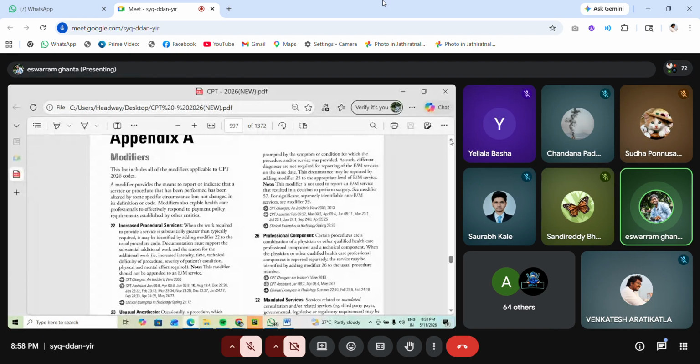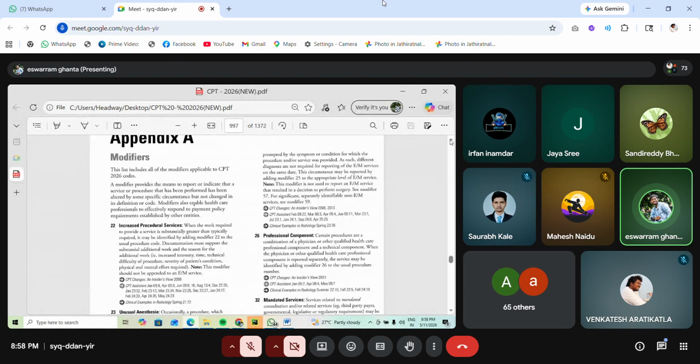But in coding, I'll tell you one thing: we are following client-based guidelines also, right? Client-based modifiers we are also using. But from the CPC or CCS examination point of view, we need to use only the specific standard guidelines only.